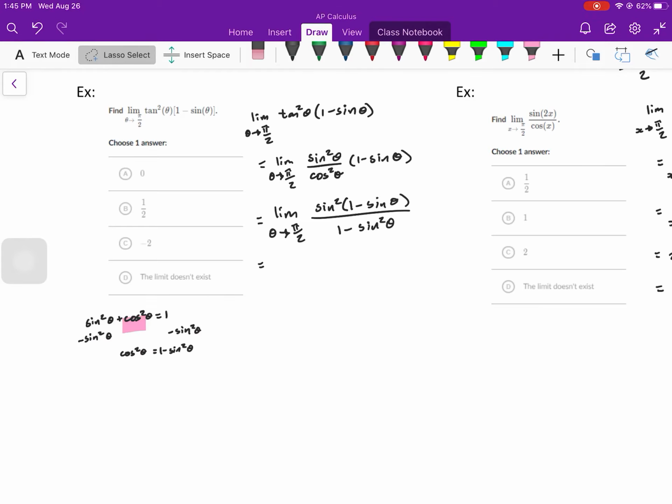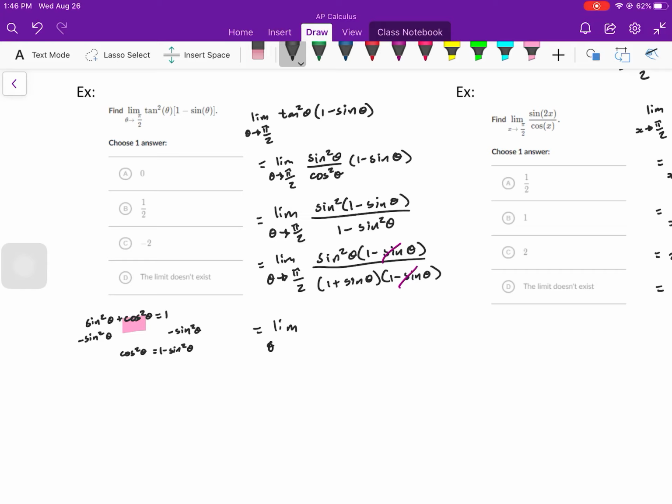Which means, I still need to move this. I'm going to go ahead and use the difference of two squares on this. So I'll have 1 plus sine theta, 1 minus sine theta. And then these cancel out, 1 minus sine theta, and we're left with limit as theta approaches pi over 2 of sine squared theta over 1 plus sine theta.